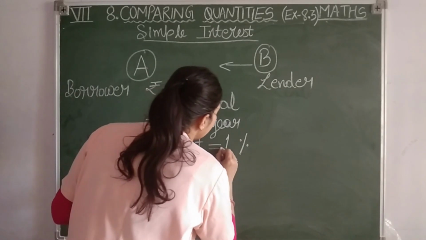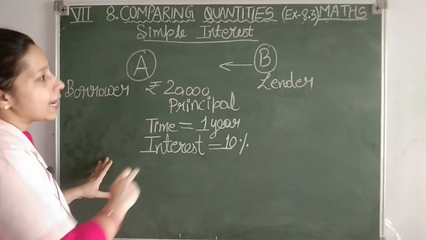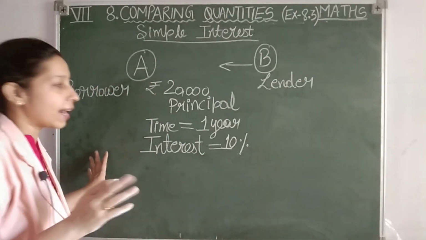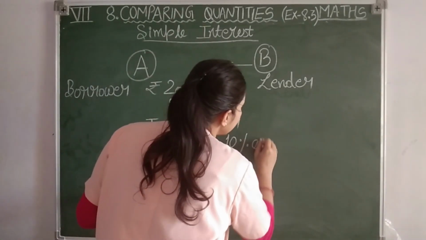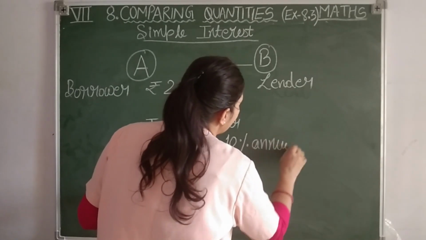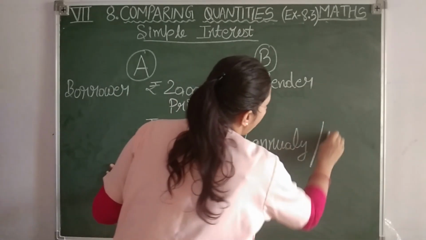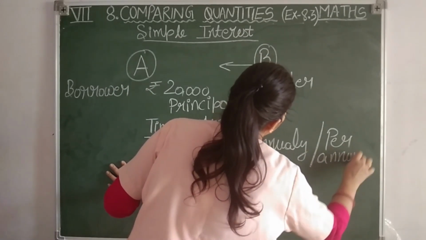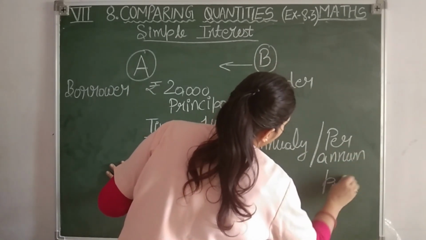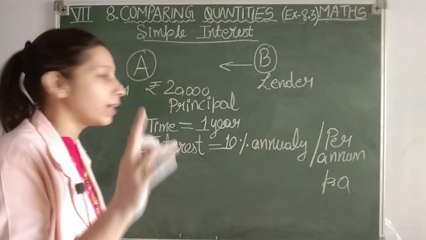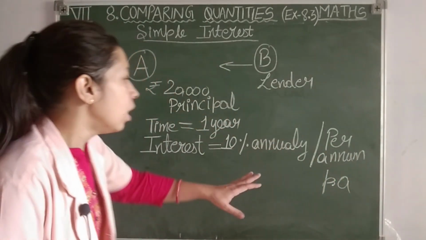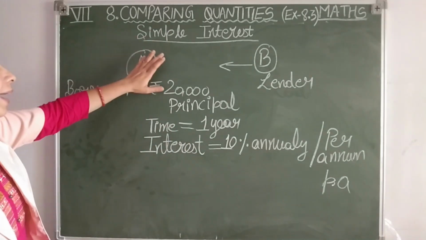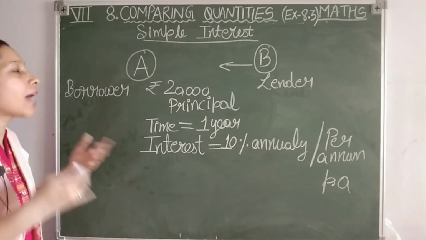Suppose here B is lending 20,000 rupees to A for 1 year at 10% interest annually. Annually means per year. Okay, annually, or we can write it as per annum, students. Per annum. The short form of per annum is PA. Per annum means, students, 1 year. Per means 1, annum means year. So 10% per annum.